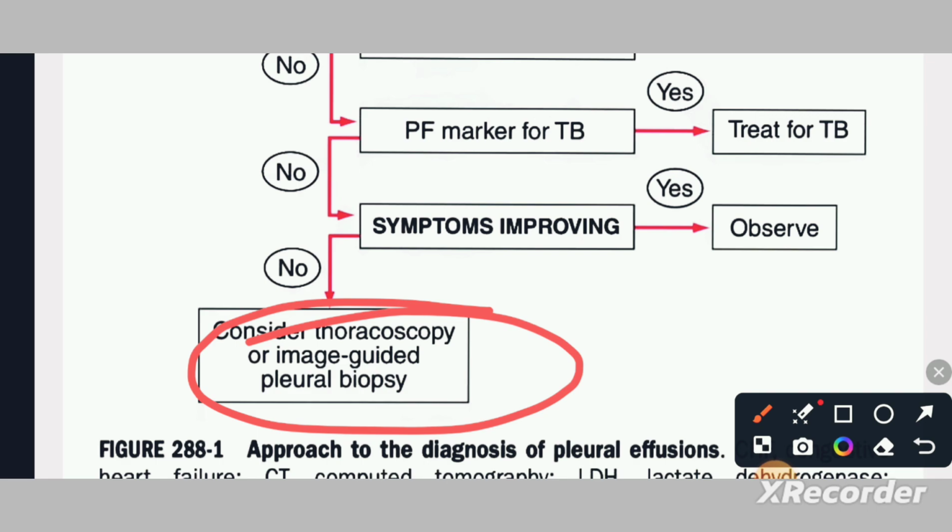By doing this, you could diagnose other important diseases of the pleura which you were not able to find out even after doing all these diagnostic tests. If you are not able to arrive at the right diagnosis, then the last resort should be thoracoscopy or image guided pleural biopsy. So this is the diagnostic algorithm for pleural effusion.